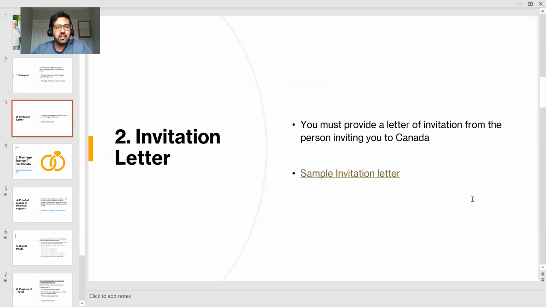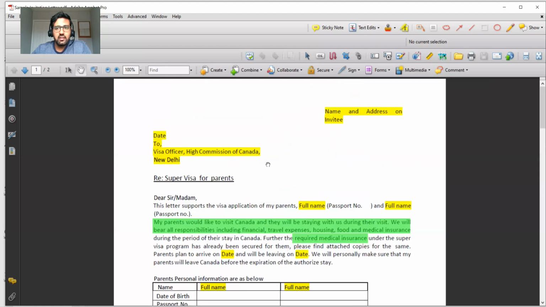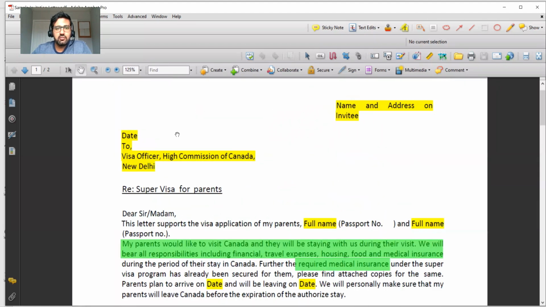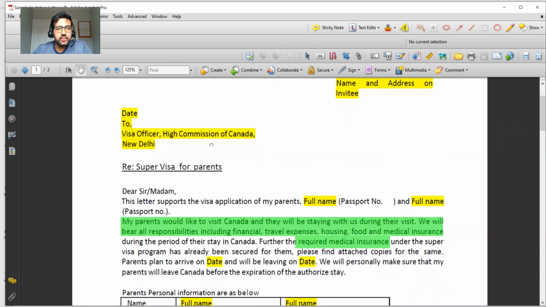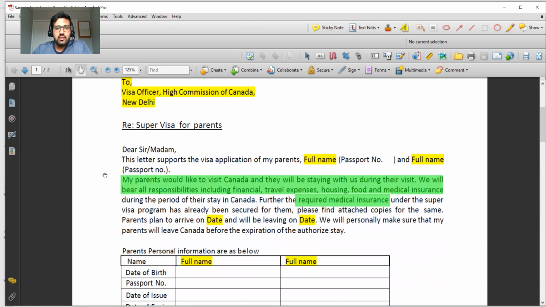Second is the invitation letter. This letter goes from children to their parents, and we will look at the sample invitation which I prepared for my parents' application. You can mention the name and address of the invitee, to whom you're addressing in your visa issuing country, that is the place of residence of your parents. Then include details like this letter supports the visa application of my parents, provide full name, and the passport numbers.